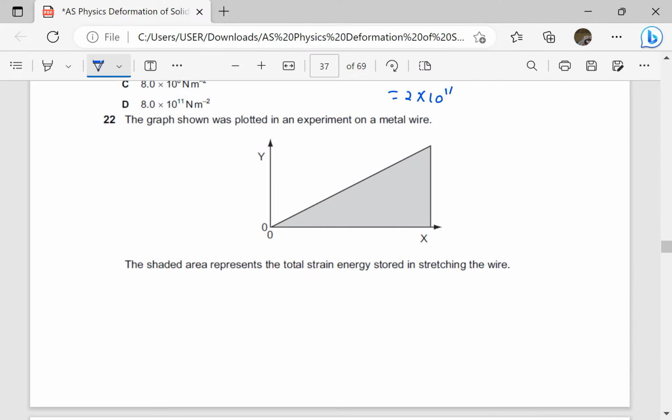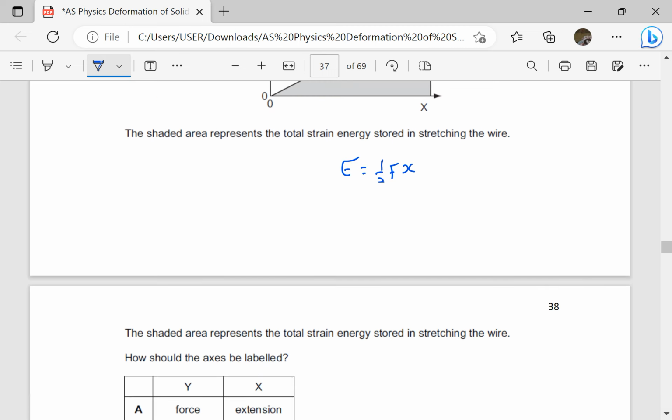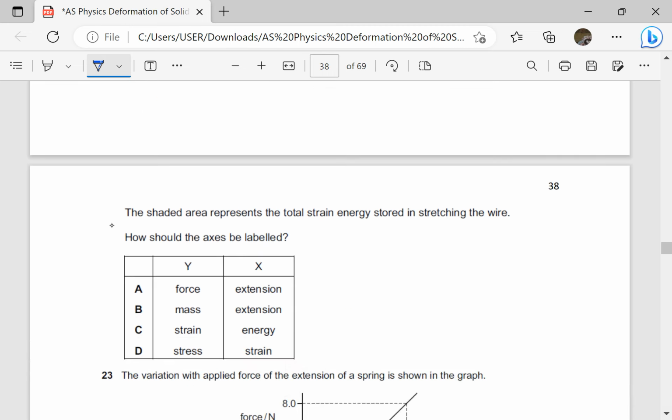The graph shown was plotted in an experiment on a metal wire. The shaded area represents the total strain energy stored in stretching the wire. So we know that strain energy can be a half Fx. How should the axes be labeled? Remember, the strain energy is always the area with the extension axis. That means the x-axis should be extension. So the answer is going to be A.